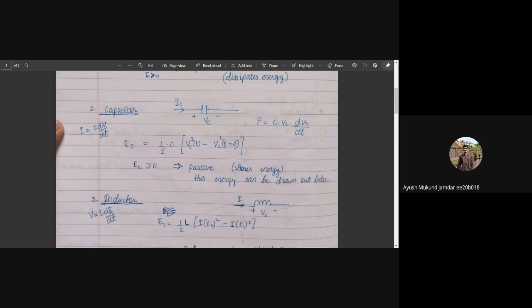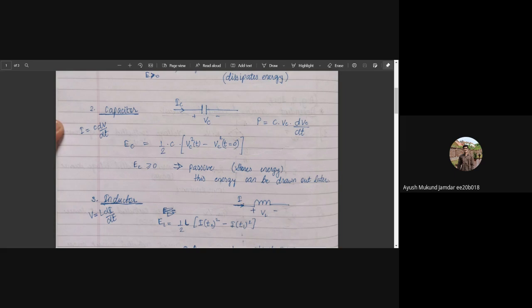So if Vc is increasing with time, that is dV by dt is positive, then one can understand that on the positive plate of the capacitor, charges are being accumulated. This is possible only when IC is positive, that is I is positive and dV by dt is positive. Hence, our passive sign convention helps us analyze this easily.